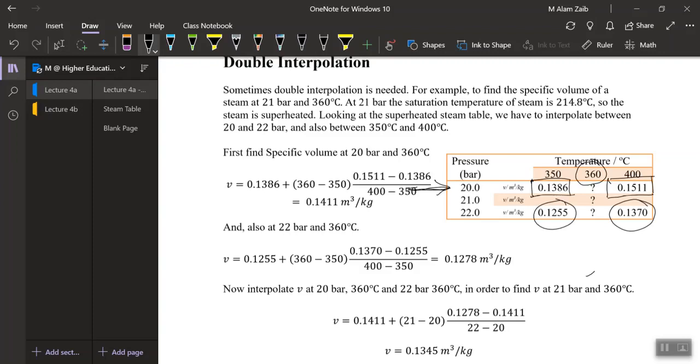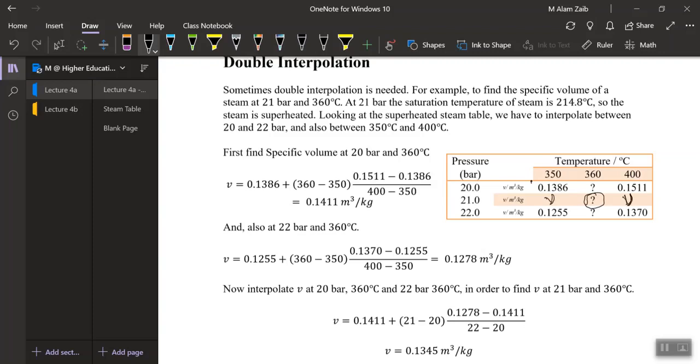So what does that actually mean? For interpolation, if you remember, we must have the two extreme values. What I'm saying is, if I need to find a volume at 360 degrees centigrade and 21 bar, either I would have a volume known at this point and this point.